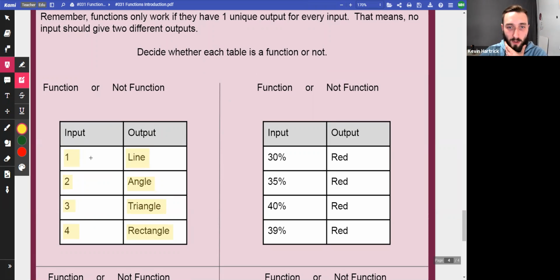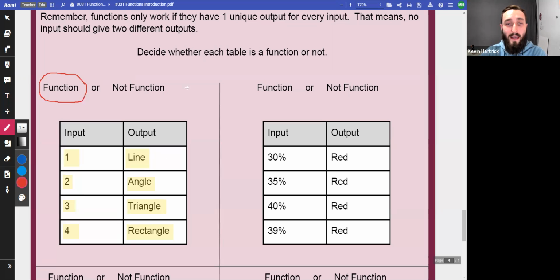Well, each of these inputs only gets one individual output, right? If I get an input of 1, I only get line. I don't have any other possibilities for an output. If I input a 2, I only have angle. So yes, this is a function because it only has one unique output for every input. All right, let's take a look at the second one here.